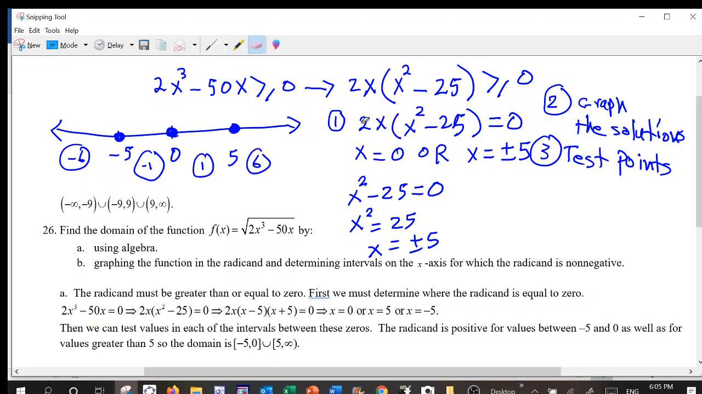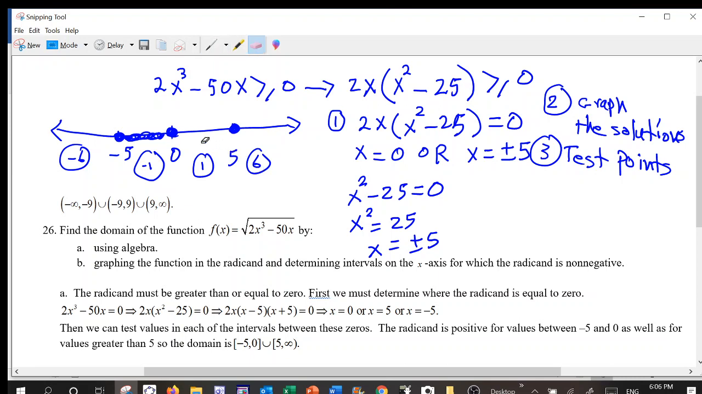So if I put -6 here, this would be negative, and this would be positive. Positive times negative is negative. So I don't want these numbers because they make this negative. What about -1? If we put -1 here, that would be -2, right? Well, -1 squared is +1. Minus 25, that's a negative number. So negative times negative is positive. So that's good. All the numbers here are good. What about +1? Well, +1 here, that would be positive, and this thing would be negative. Negative times positive, not good.